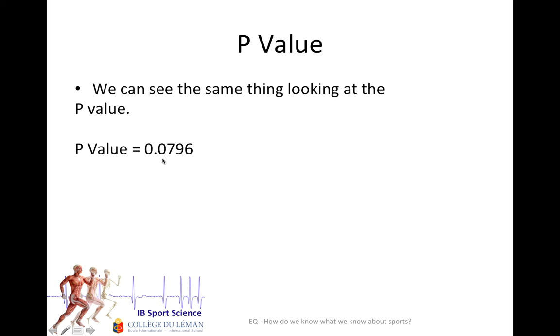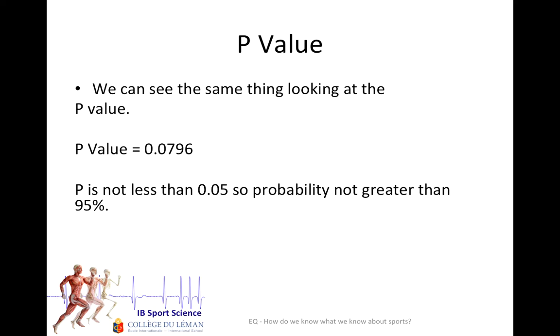So our p-value, as we've just seen, is 0.0796. And we can work that out from Excel or from GraphPad. So p is not less than 0.05. So the probability that the two data sets are separate is not greater than 95%. So therefore we must accept the null hypothesis that there is no difference before and after training.